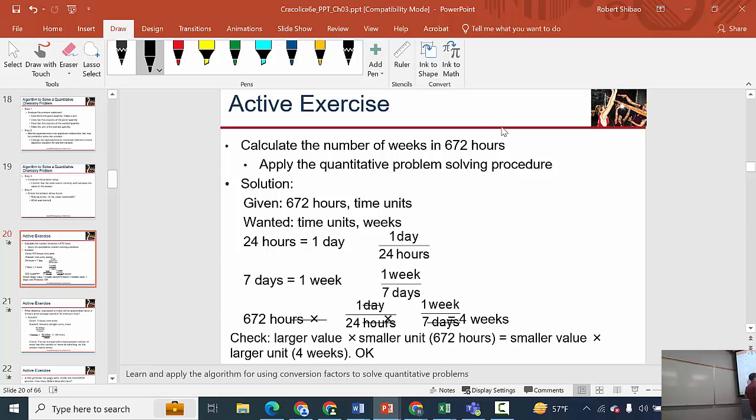So this is what I do. I just start off with 672 hours, and then I need something that relates hours to something else. So I want something with hours in the denominator so I can cancel out the hours. One thing I know is that in 1 day there are 24 hours. So I can go from hours to days. Cancel that. Then I add another conversion factor. I need to cancel out days, and so I can go from days to weeks. And so here, it turns out it's 4 weeks.